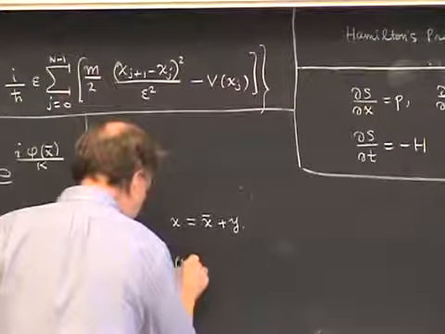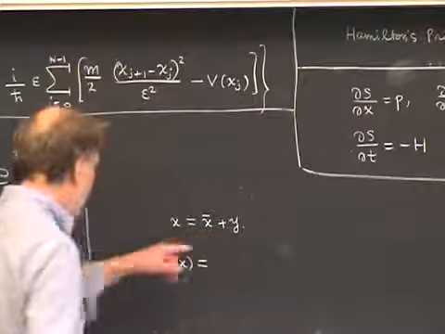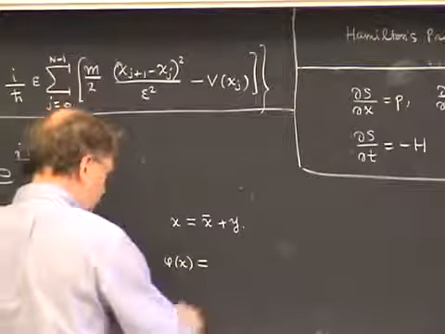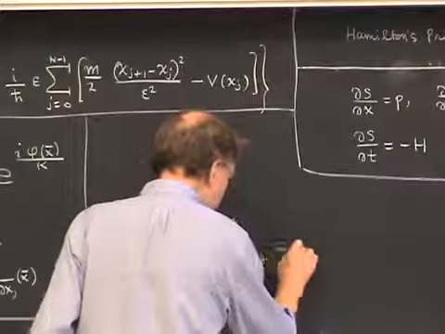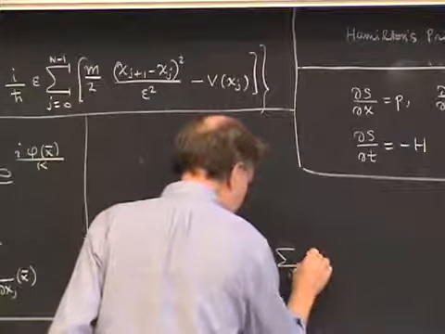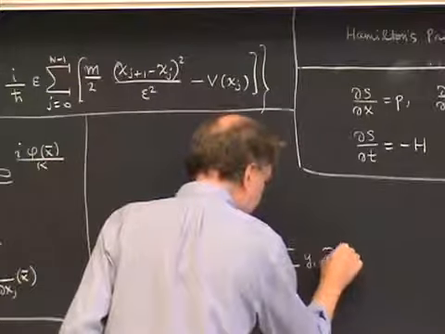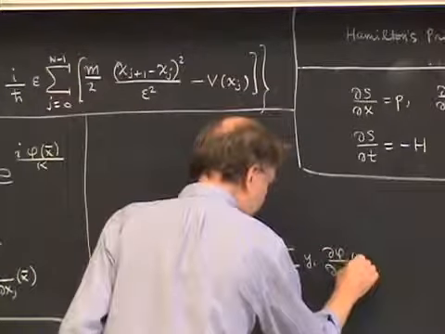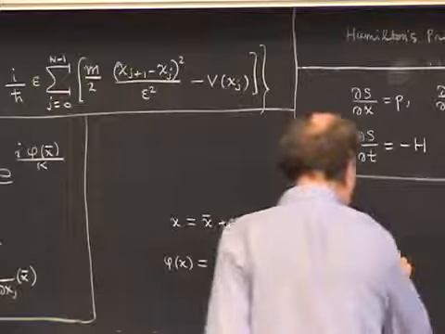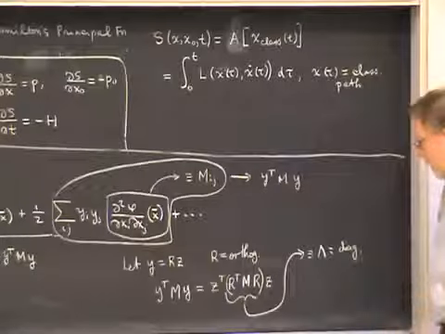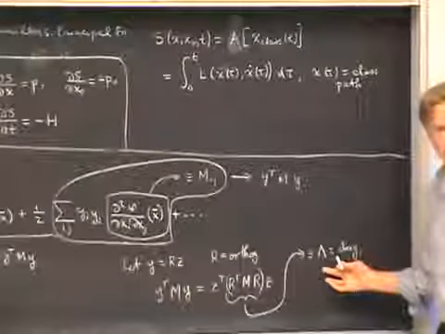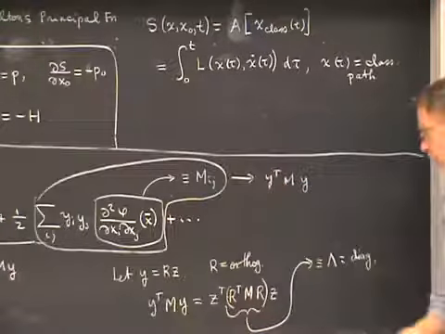Then we'll expand the phase phi of x in powers of y, which we think of as small. So it becomes phi of x bar, the stationary phase point, plus the first correction, which is the sum over i of y sub i times the derivative of phi with respect to x_i, evaluated at x bar. And then the second correction, just doing it. And then lambda, you see, contains the eigenvalues of the original matrix M.